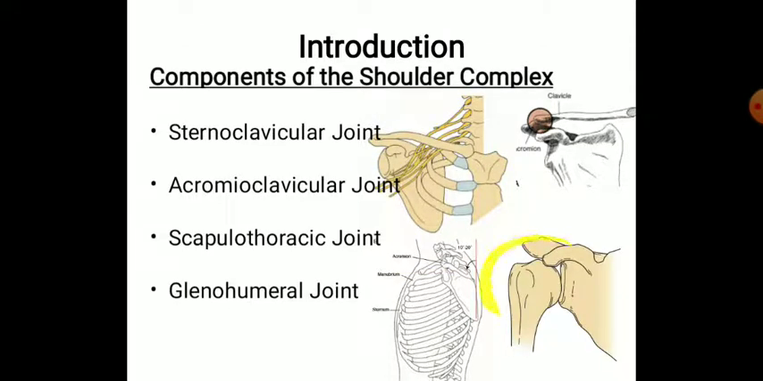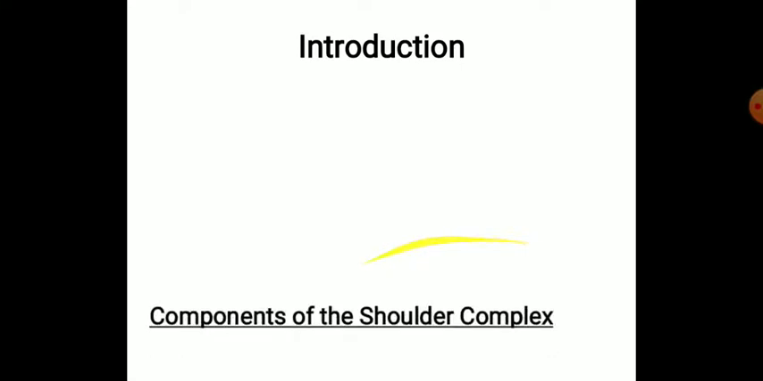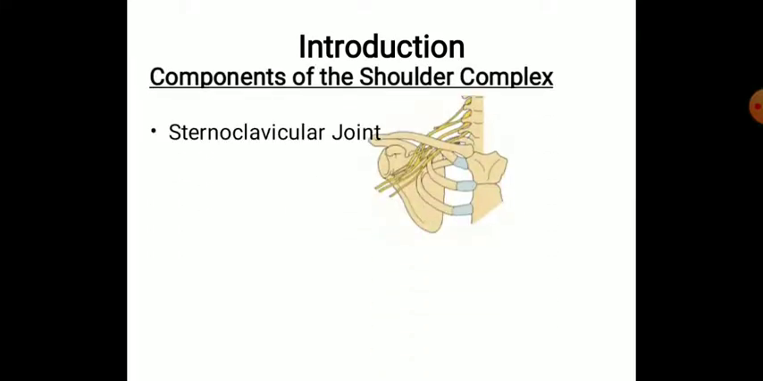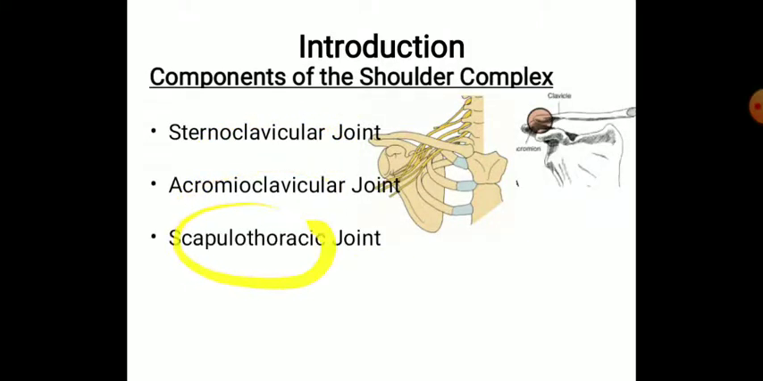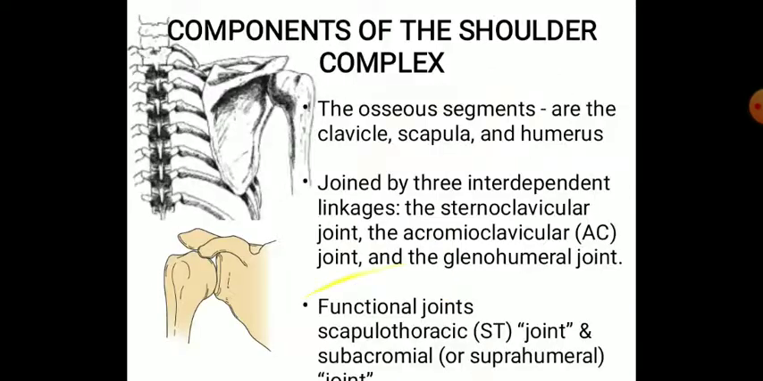So this is the glenohumeral joint. These are the four joints which are the components of the shoulder joint. The first one is the sternoclavicular joint, the second is the acromioclavicular joint, the third is the scapulothoracic joint, and the last one is the glenohumeral joint. Now we are going to discuss all of these four joints in detail.